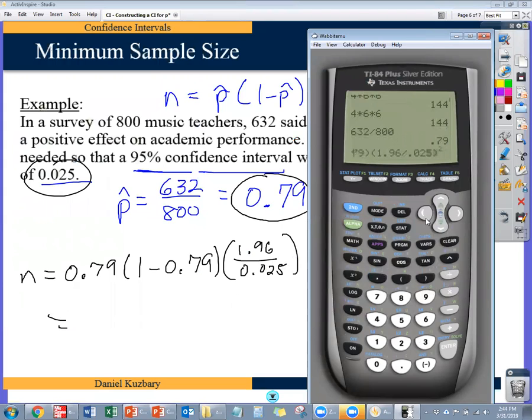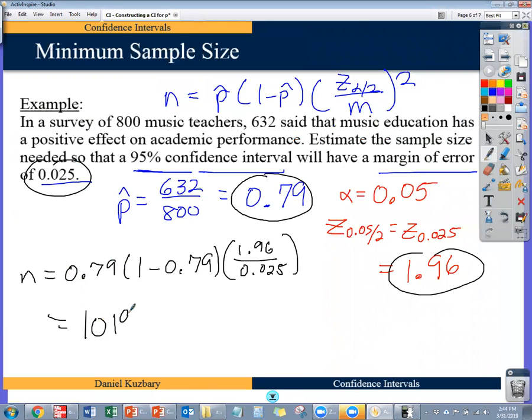So the way the order of operations works, I'll do the things in parentheses first, and then the exponents, and then the rest of these things are multiplication. So that should come out good. So this answer is 1019.7. But we're going to round up every time we do this. Regardless of what the decimal is, we're going to round up to the next whole number because that's not a whole number. So we need 1,020 people to have a margin of error of 2.5% with 95% confidence.